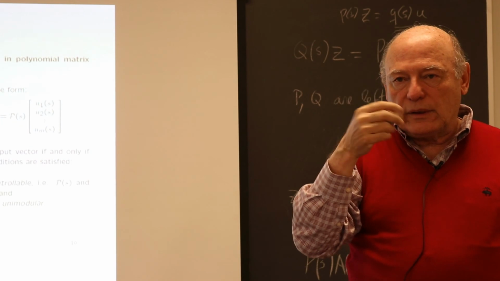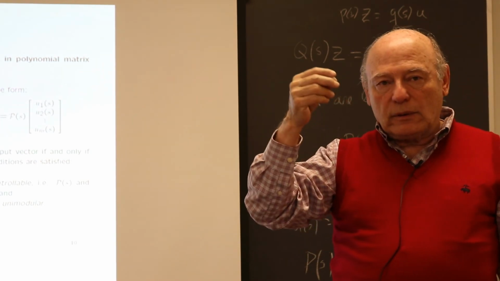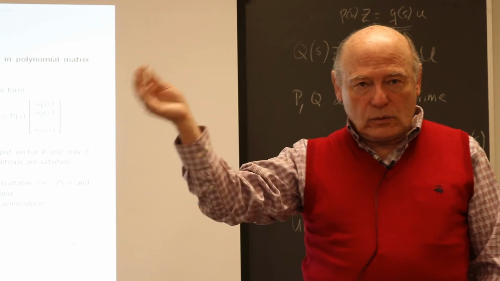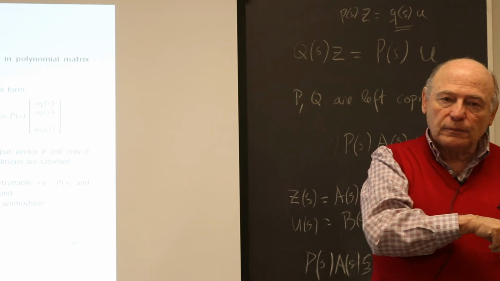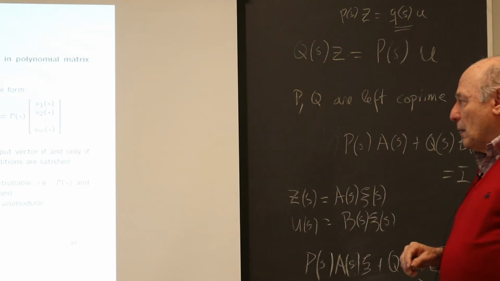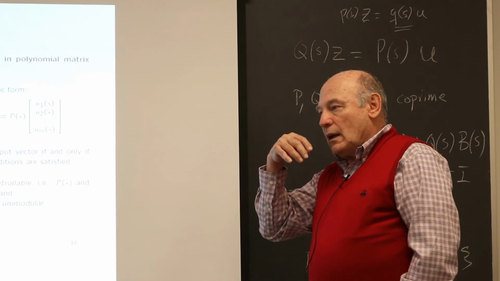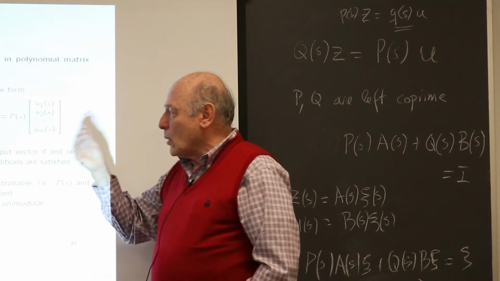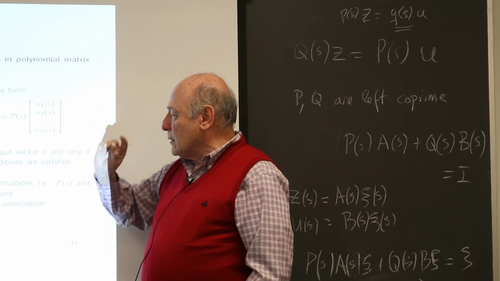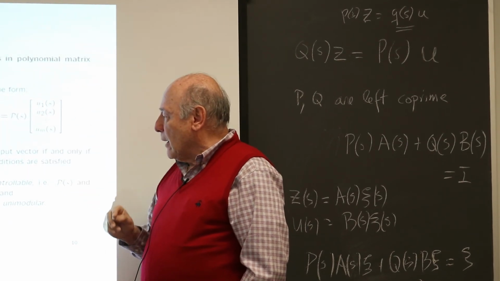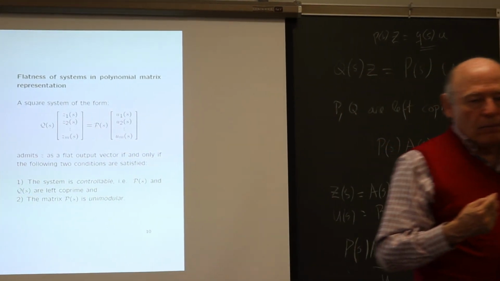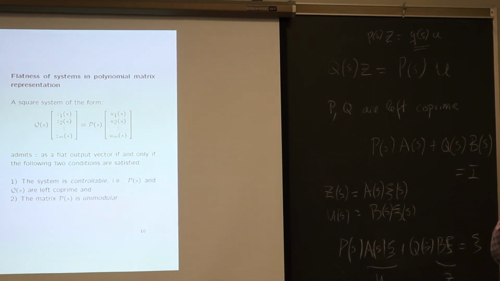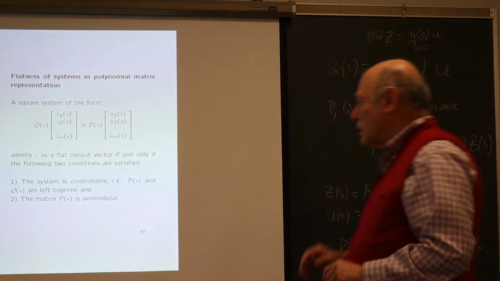Whatever you do with the variables, if you come up with a variable that has a transfer function related to the input, and that transfer function happens to have a constant numerator, that's a flat output. And in multivariable systems, having a constant numerator is not always possible. So what that idea generalizes to is the fact that the matrix P will be unimodular. And that means the determinant is a constant. That's as far as the analogy goes. The determinant is a constant.